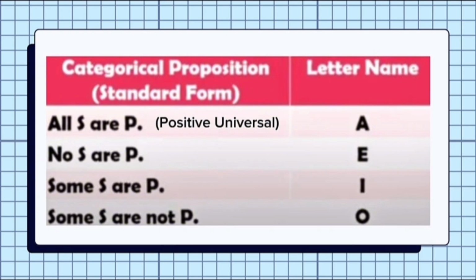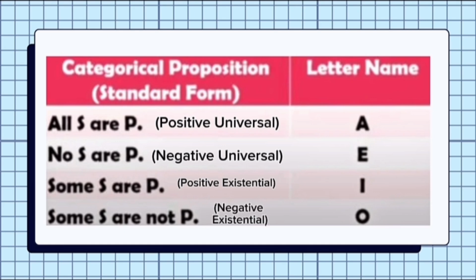Positive universal states that all S are P. The mood is denoted by A. Negative universal states no S are P, and the mood is denoted by E. Positive existential states that some S are P, and the mood is denoted by I. And negative existential states that some S are not P, and the mood is denoted by O.